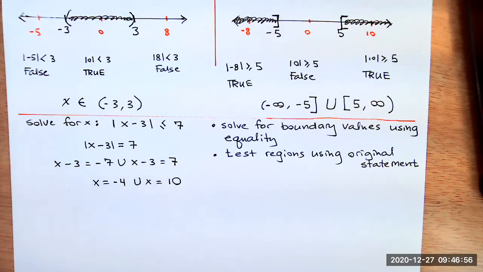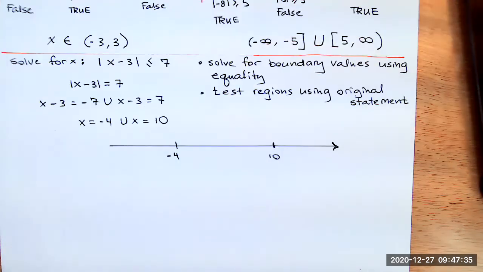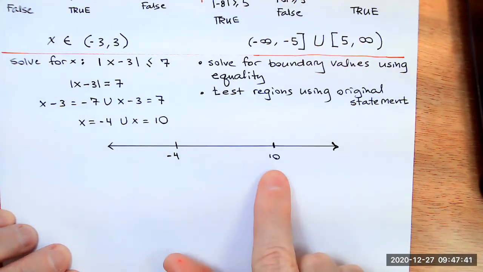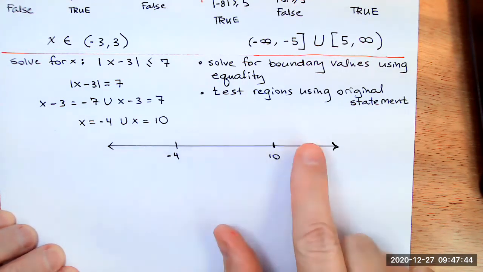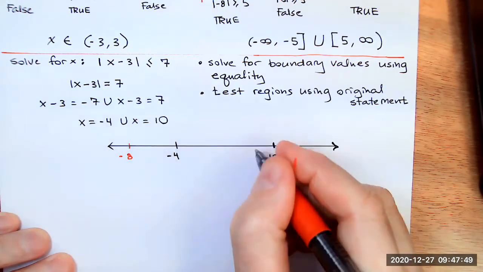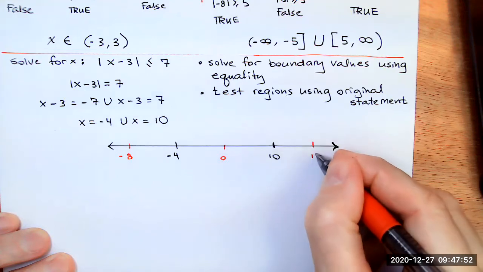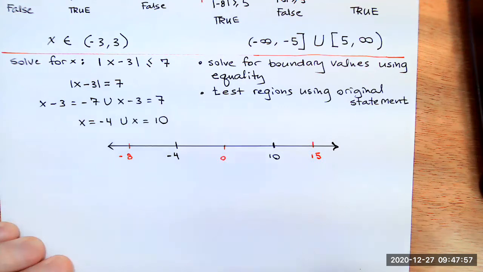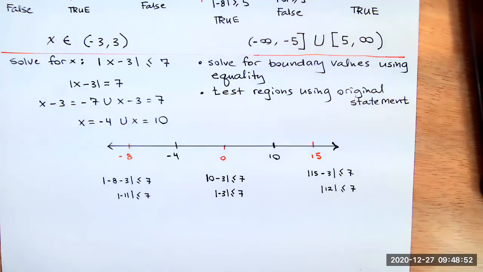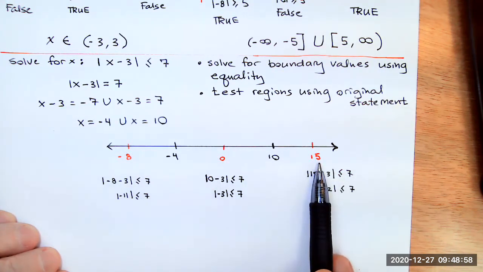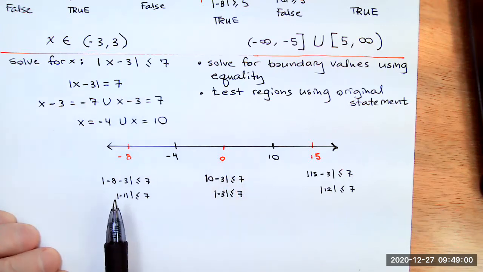So let me draw the graph of those. Now that I have my two boundary values, I can see that I have three regions to test. So just pick any number in those three regions. And when you test them, use the original statement. So I just picked any number in that region and plugged it into the original statement.